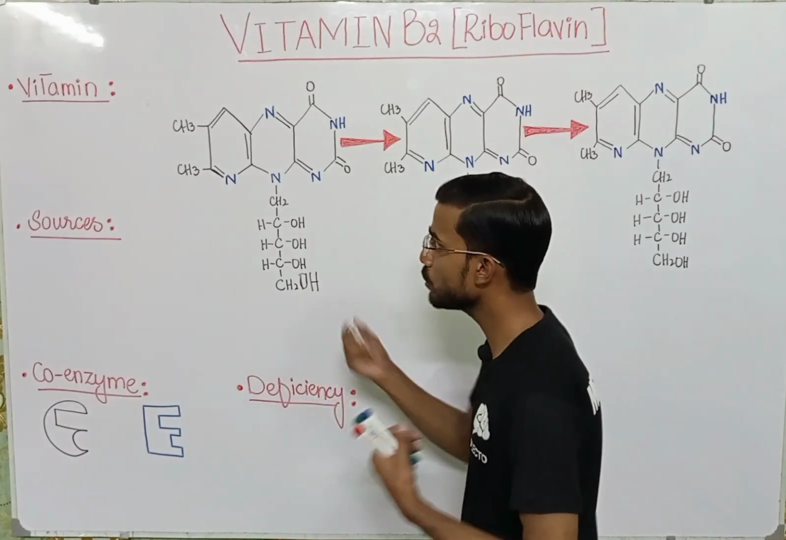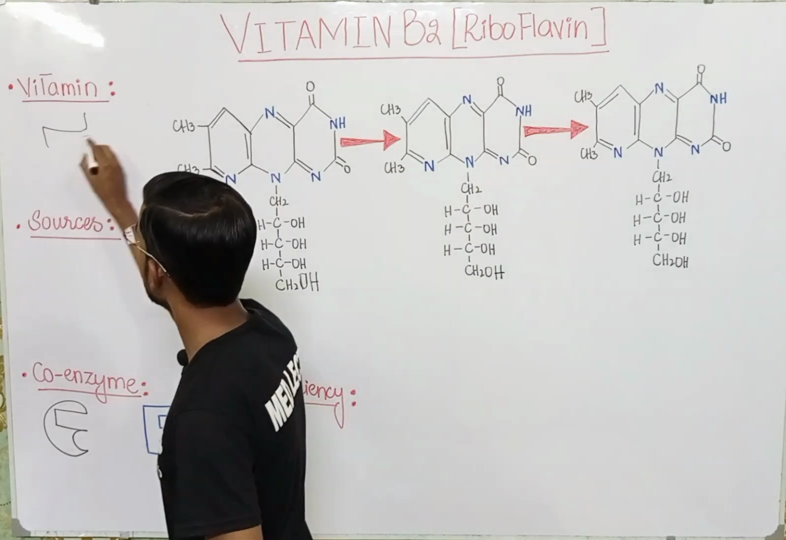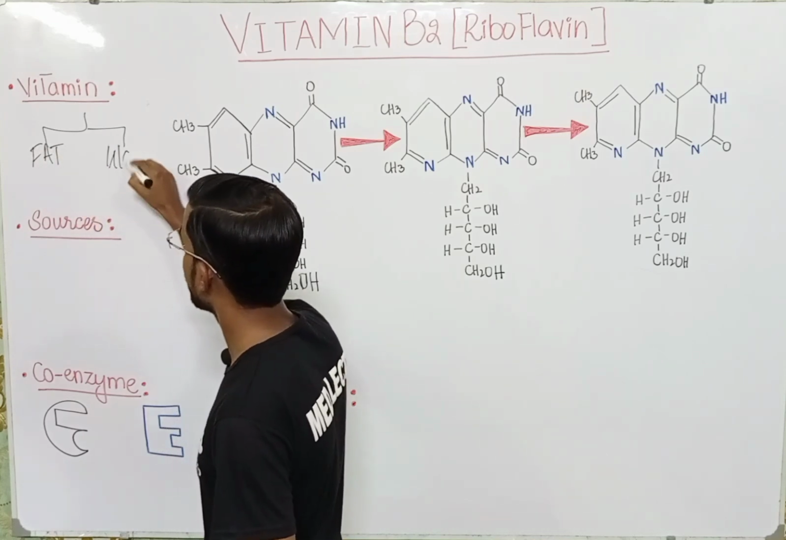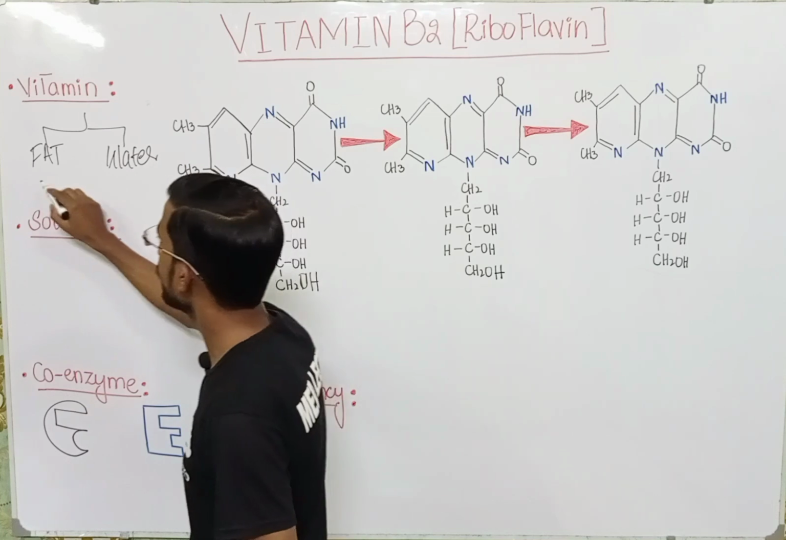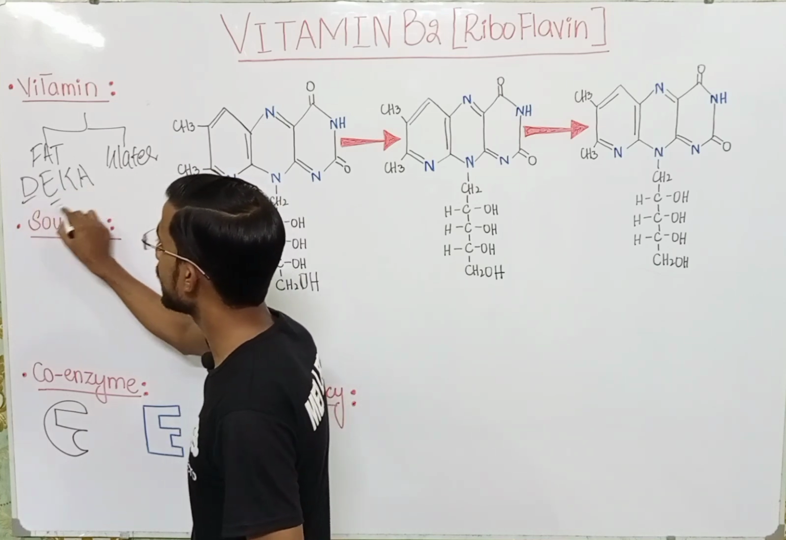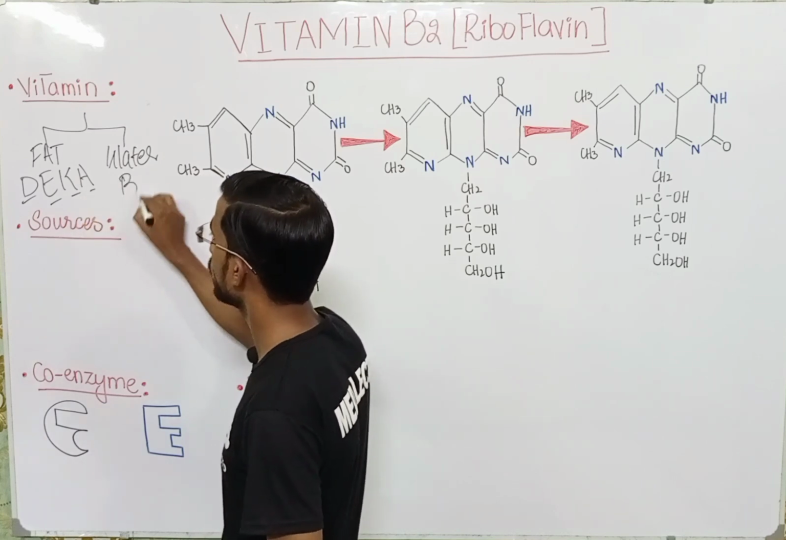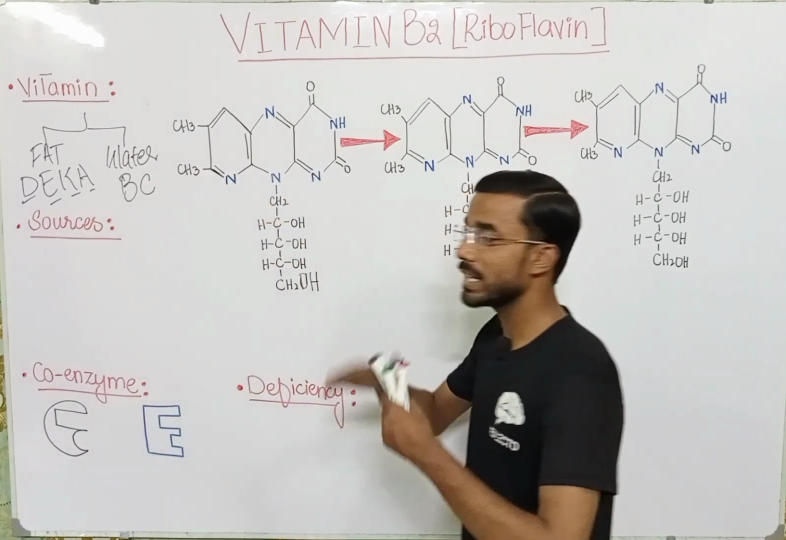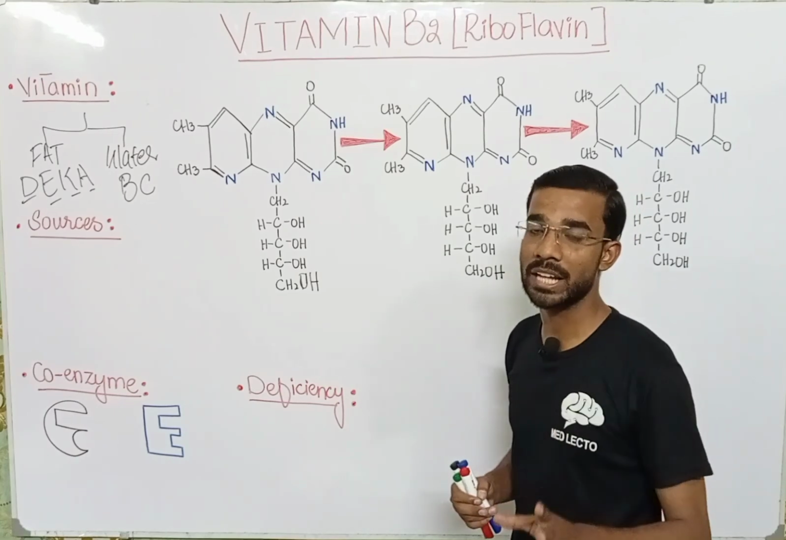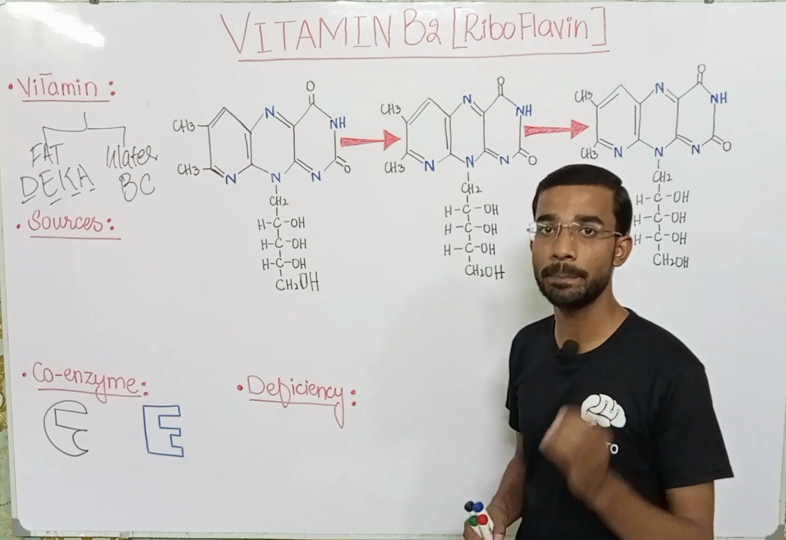So if you see, we divide again into the fat soluble vitamins and the water soluble vitamins. In the fat soluble you will see the DEKA, and in the water soluble you will see the B and C, and in the B you will see a lot of other vitamins, and in this lecture we will just focus on vitamin B2.